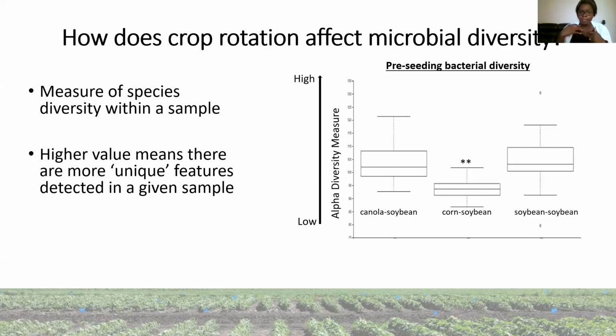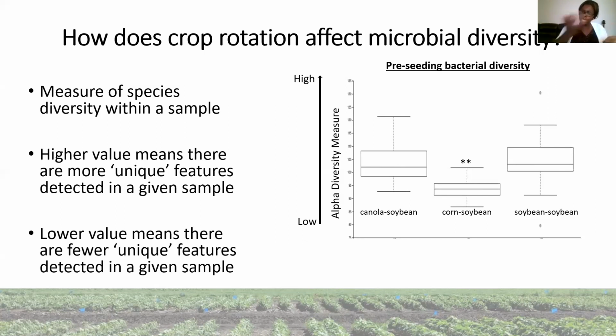The higher the value you get, it means you have a higher number of unique species, which is good because the higher number of unique species you have, it means you have the tendency of having a higher number of beneficial species that could be good for the plants. Inversely, the lower value you have, it means you have fewer unique species detected in your samples. As we can see on this box chart with the whiskers and all, the corn soybean sample had the least value of alpha diversity, which means it had the least diversity measure.